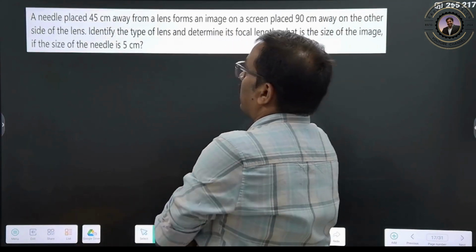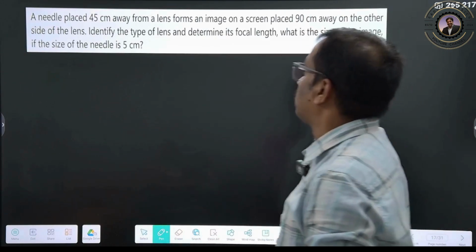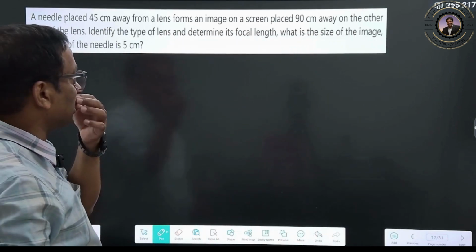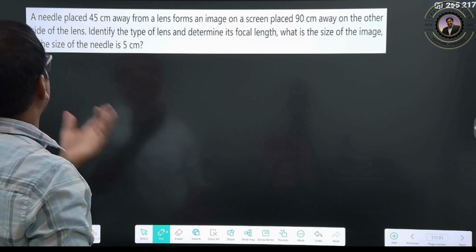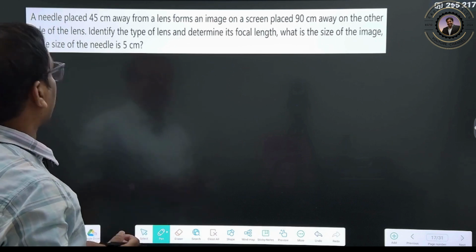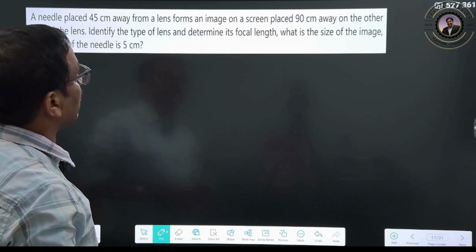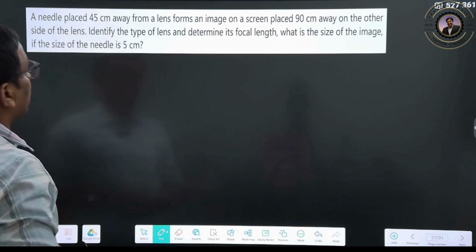A needle is placed 45 centimeter from the lens, and the lens forms an image on the screen placed at 90 centimeter away on the other side of the lens. Identify the type of the lens, determine the focal length, and find the size of the image if the size of the needle is 5 centimeter.